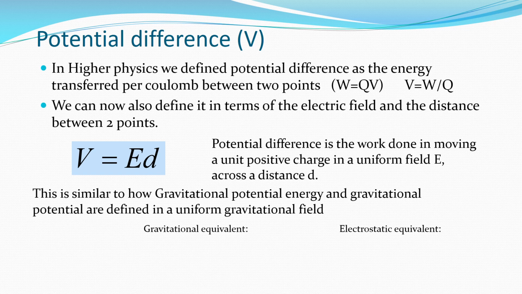We can look at these as equivalents. In a gravitational field, Ep is equal to mgh, or V is equal to g multiplied by h. So here's gravitational potential energy and gravitational potential. For an electrostatic equivalent, W is equal to QED, V is equal to ED.